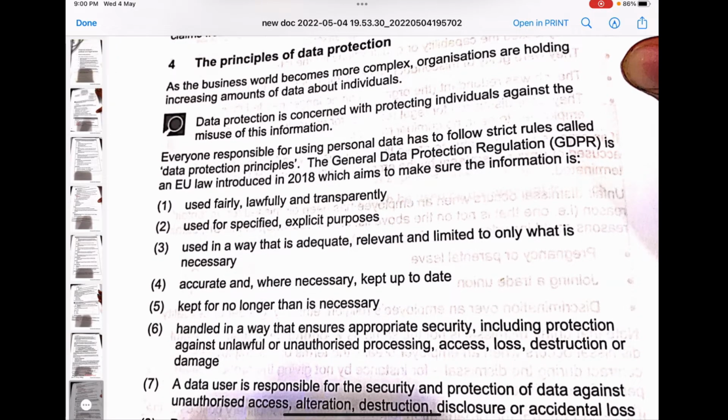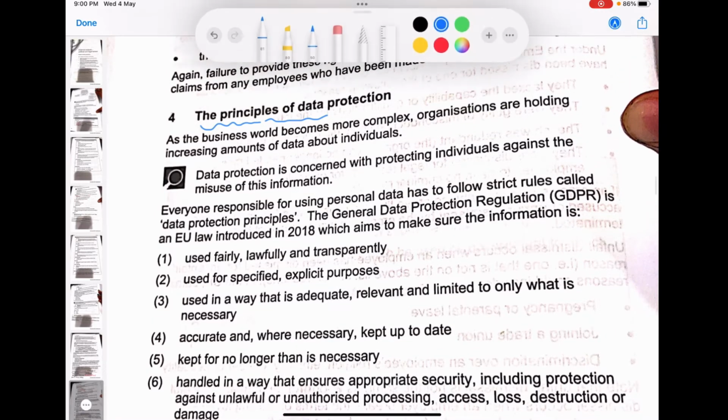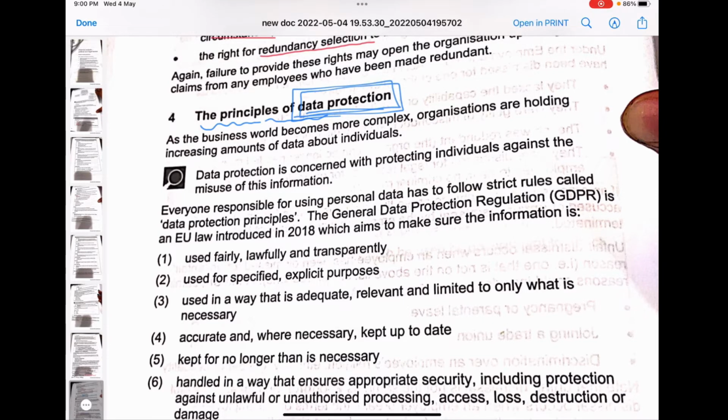As the business world becomes more complex, organizations are holding increasing amounts of data about individuals. So, this is an important topic. So, it is the principles of data protection. Protecting the data of the employees. Data protection is concerned with protecting individuals against the misuse of this information. So, data protection protects the individuals from the misusing of their data, of their information.